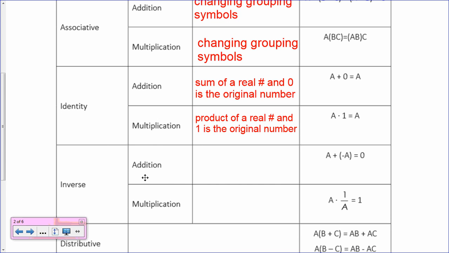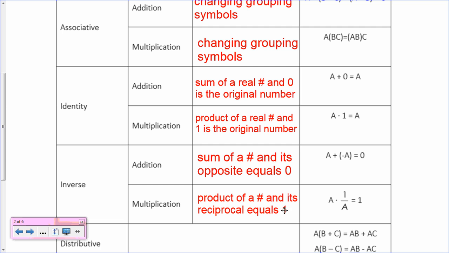Next one is inverse. Inverse you're going to see a lot of. You're going to use inverse a lot. So again, it's over addition and multiplication. Inverse just says the sum of a number and its opposite equals 0. So a plus negative a equals 0. And then with multiplication, it's the product of a number with its reciprocal, not opposite, reciprocal, so you have to flip it, make it into a fraction, equals 1. So a times 1 over a equals 1.